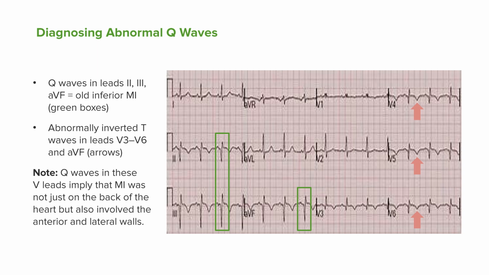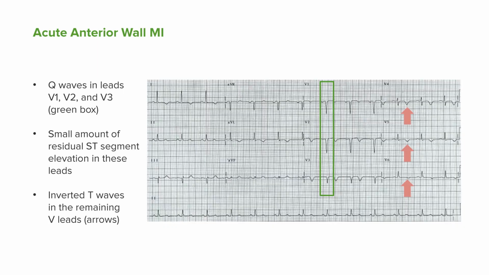Then in diagnosing abnormal Q waves, the Q waves in leads 2, 3, AVF show the old MI, with abnormal inverted T waves in V3, V4 and AVF. We can see signs of anterior involvement, and these are the inferior leads. This area is already dead. In an acute anterior wall MI, the Q waves are in leads V1, V2 and V3.